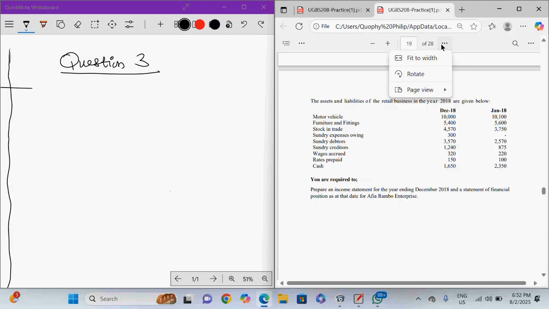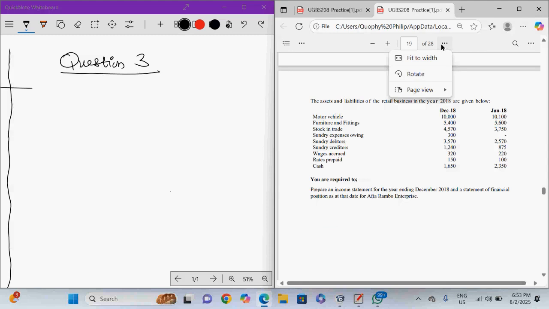Okay. So the question says that you are required to prepare the income statement and the statement of financial position, right? The question gave us two requirements. But we cannot just get these two without going through the steps, right? So that is why I said that there is a need to go through the steps, to be able to get the income statement and the statement of financial position required by the question.